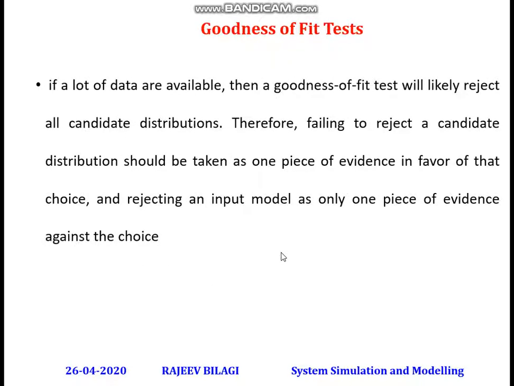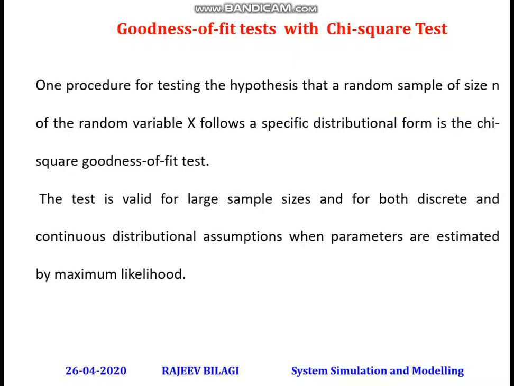If a lot of data is available, then it may reject some of all the candidate distributions. So how will it be carried out? There are two different testing techniques: goodness of fit test with the chi-square test, and goodness of fit test with the KS test. The chi-square test is for different types of data, such as the normal distribution, the exponential distribution, and Poisson's distribution.